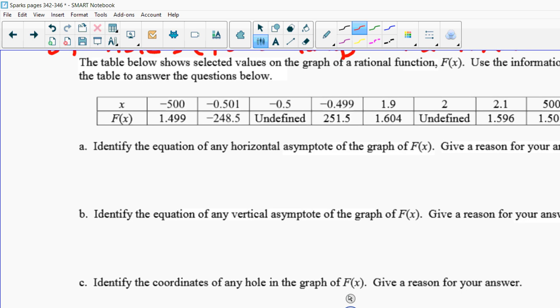Now, the AP Calculus exam is real big on you being able to read a table. So let's just talk about this. We just got, what, 1, 2, 4 questions left? The table shows selected values on the graph of some rational function f of x. Use the information in the table to answer the questions. Now, you see that this row is the x values, and this row is the y values, right?